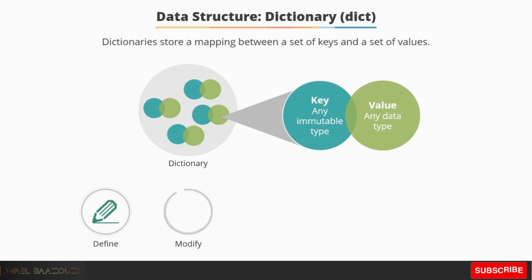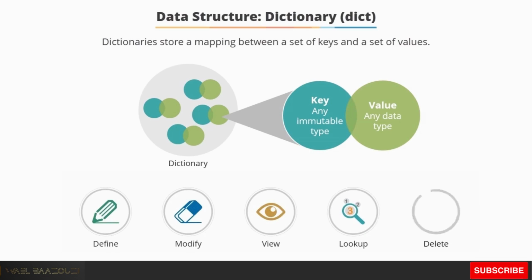You can define, modify, view, look up, and delete the key-value pairs in the dictionary. The difference between view and lookup is that view allows you to view the entire object, while lookup lets you access a particular element within the object.